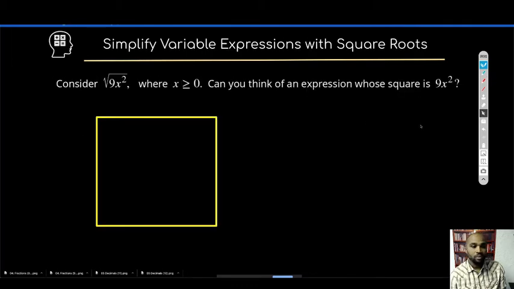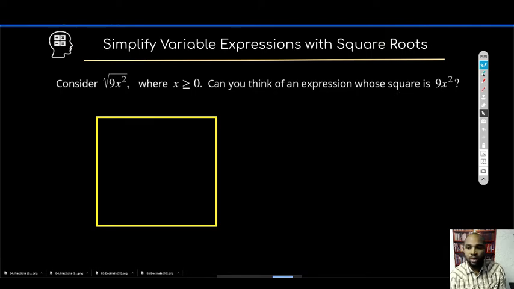Now, lastly, I want to talk about simplifying variable expressions with square roots. So let's consider this. What is the square root of 9x squared, where x is greater than 0? We're not going to make it negative. Can you think of what the expression would be whose square is 9x squared?